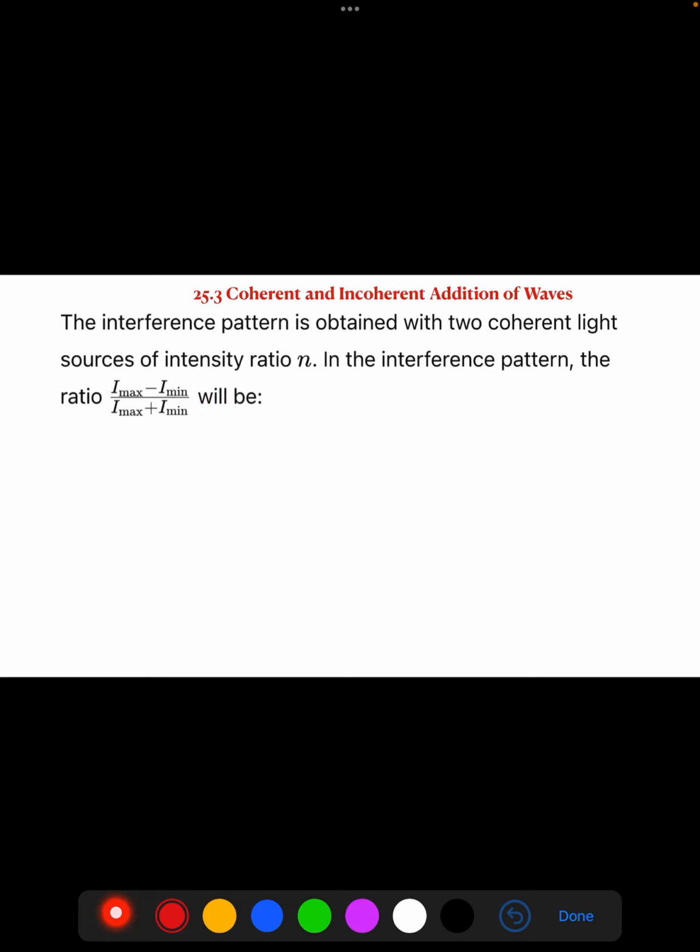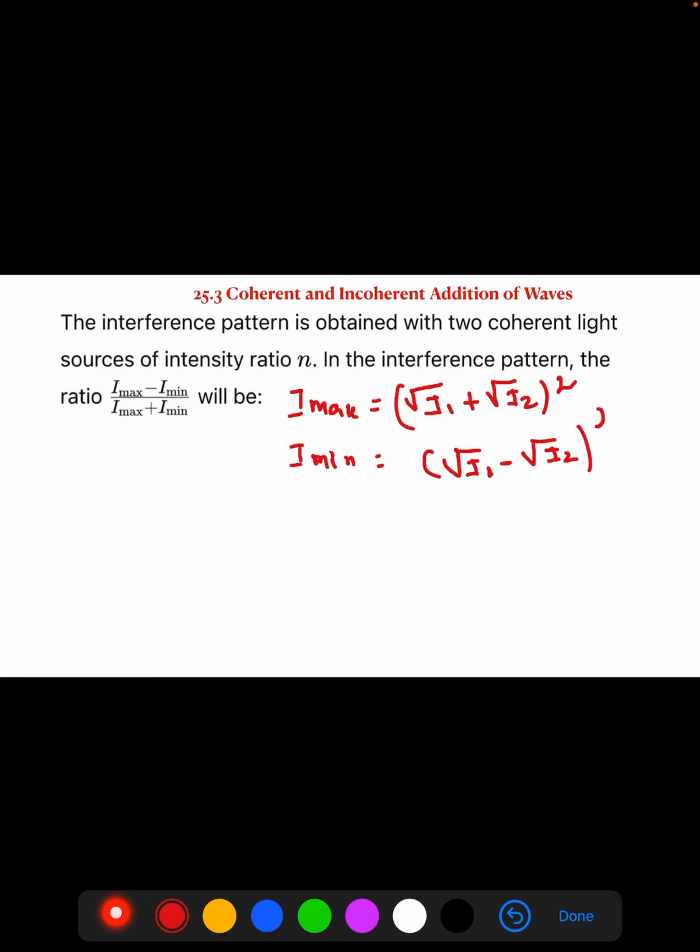So first of all, you know what is the formula for I max. The formula for I max is square root of intensity 1 plus square root of intensity 2, whole square. Likewise, the formula for I minimum is square root of intensity 1 minus square root of intensity 2, whole square. So first we have to find out these intensities.